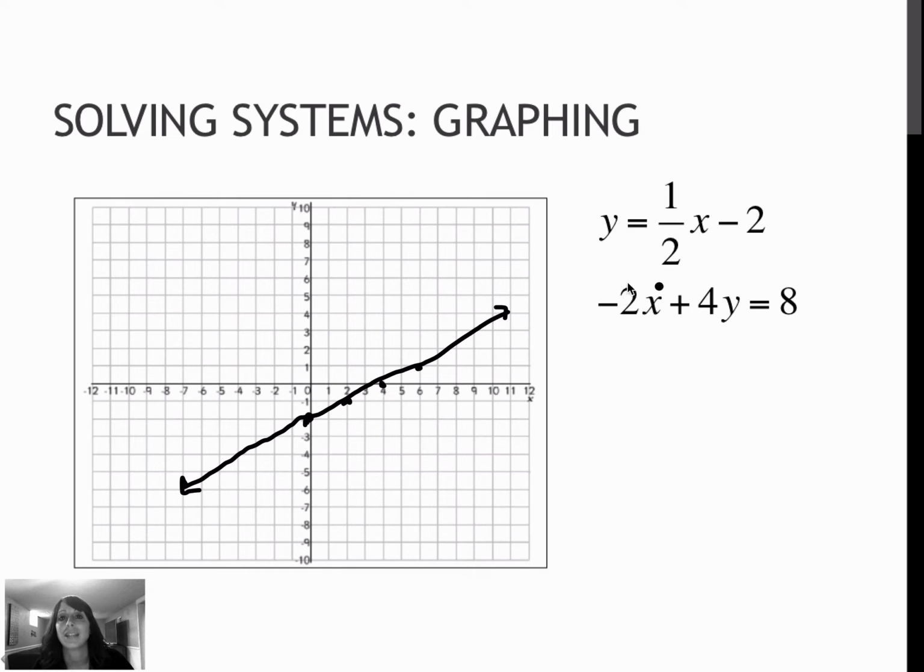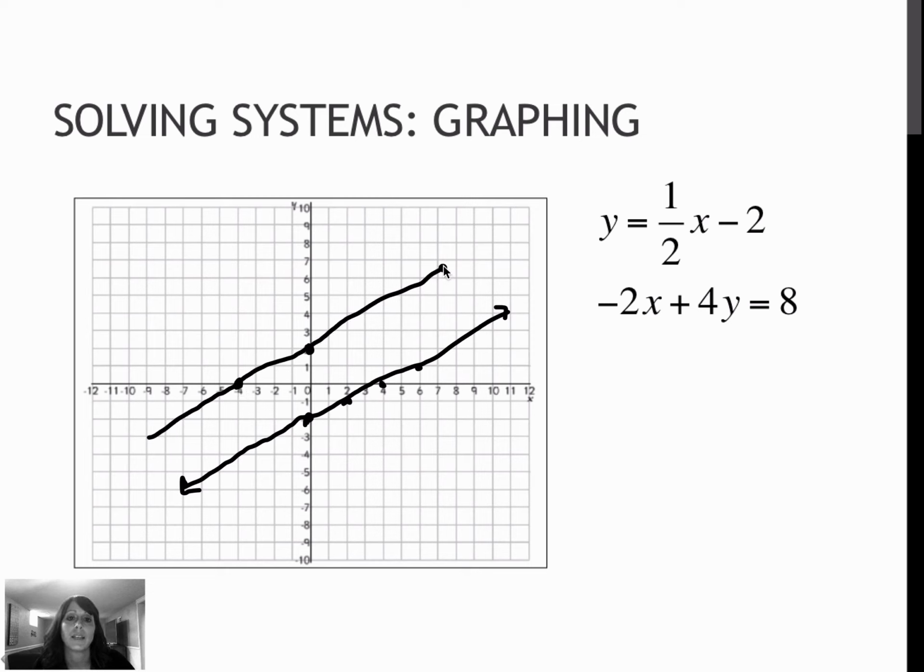And for my second one, this is standard form. In standard form, I tend to use the cover-up trick, assuming I get nice whole numbers. So if I cover up the negative 2x, I get 4y equals 8, so y is 2. And if I cover up the 4y, I get negative 2x equals 8, so x is negative 4.